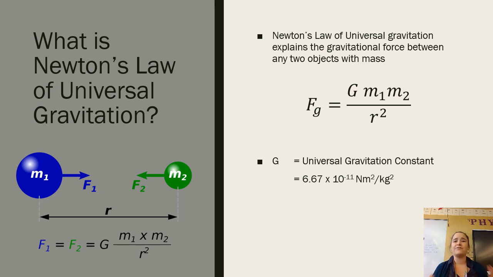Okay, this is one of those fundamental forces of the universe. Now, it has this G in here. That G is the universal gravitation constant. The number value of it is 6.67 times 10 to the negative 11 Newton meter squared per kilogram squared. And I'll show you why those units are weird when we do our first example problem. But those are the basic units for it.